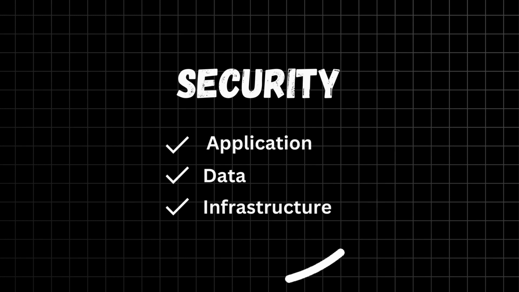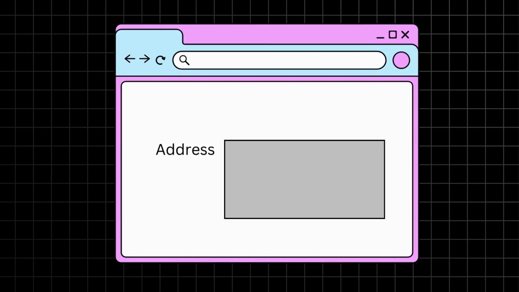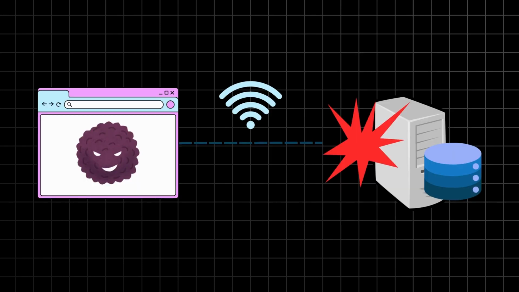Secondly, the most important thing is security. Any malicious actor or a hacker can inject code which can compromise your application, the data and the infrastructure. It can all go down. So that's a huge risk.